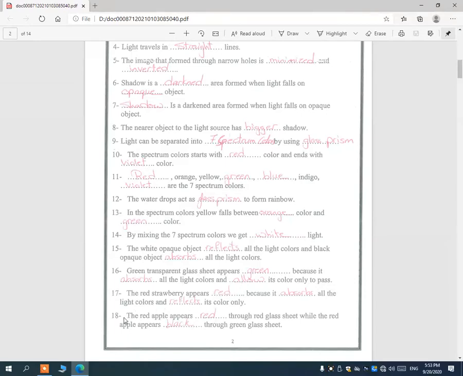Number 18, the red apple appears dots through the red glass sheet, while the red apple appears dots through the green glass sheet. The red apple appears what through the red glass sheet? Red and red, so it appears red. The red apple appears what through the green glass sheet? Red and green, so it will appear black, of course.